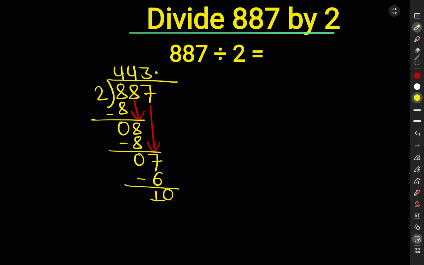So now it is 10 and 2 times 5 is 10. On subtracting we get 0. So 887 divided by 2 is 443.5.